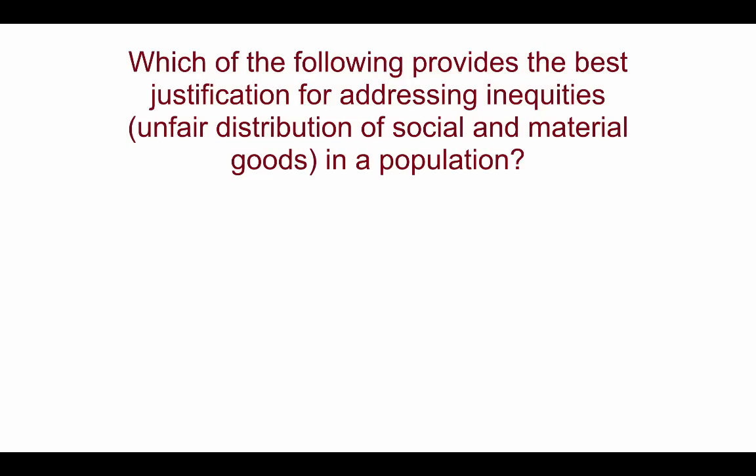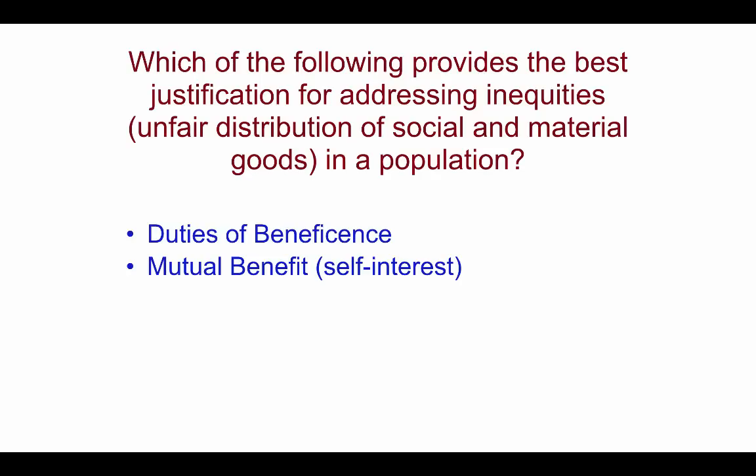Now, which of the following provides the best justification for addressing inequities, the unfair distribution of social and material goods, in a population? One could say that one should address inequities from duties of beneficence, mutual benefit, which is essentially enlightened self-interest, or one should address inequities based on claims of justice.